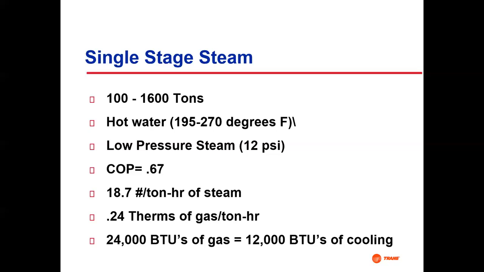So anyway, okay. One pound is 1,000 BTUs. So that's 18,700 BTUs of input energy in order to get 12,000 BTUs of cooling effect. So let's check that COP. Let's see if that works out. If I take 12 divided by 18.7, it's 0.64. So it's close.